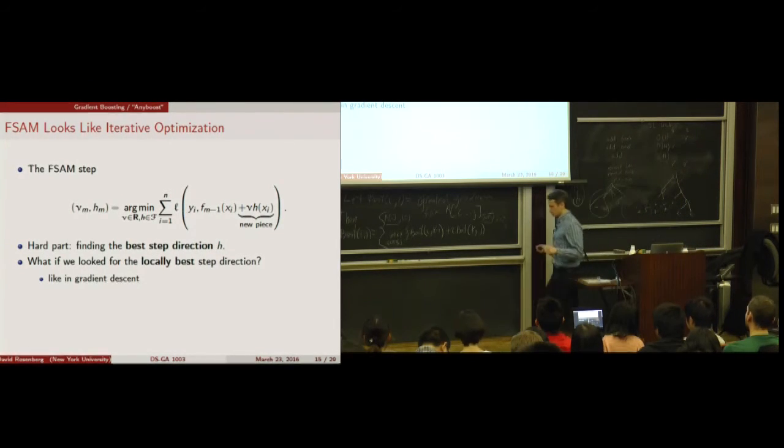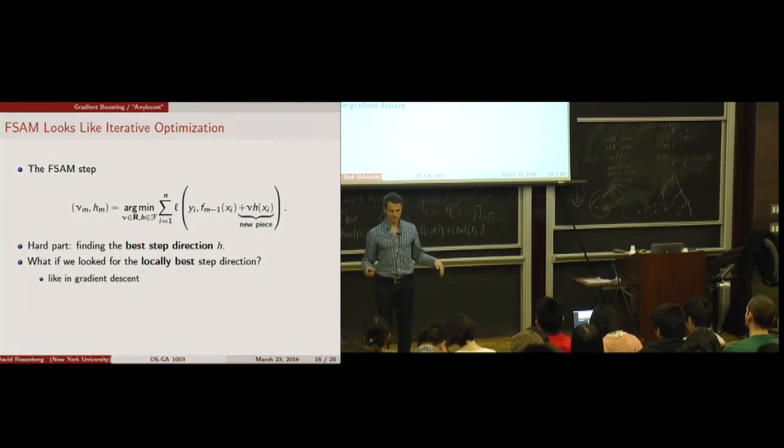Right now let's pretend we're back in the iterative optimization world. And now I'm at f sub m minus 1. And I can step in different directions. Each direction corresponds to a new h, exactly. H is like a step direction. It's a function, yes. But you can add functions. You can add multiple functions to each other.